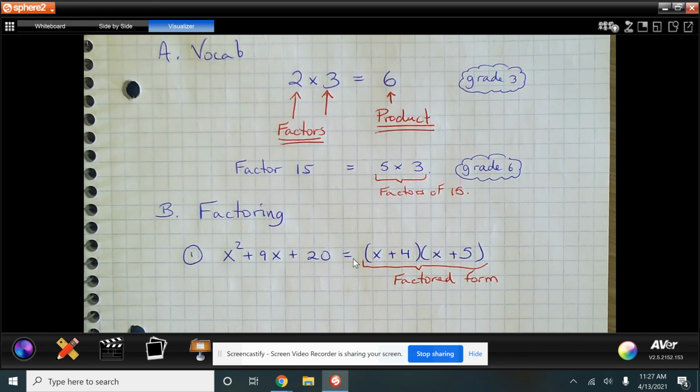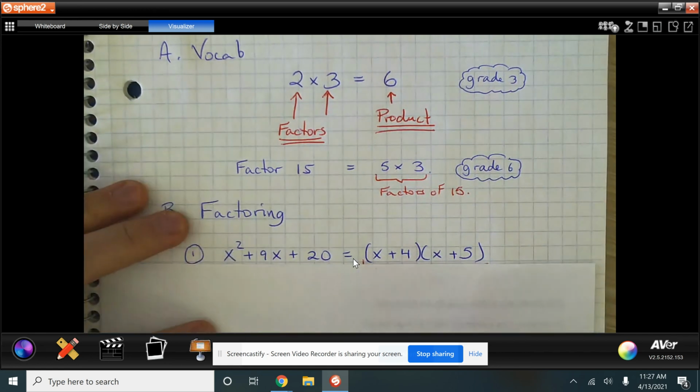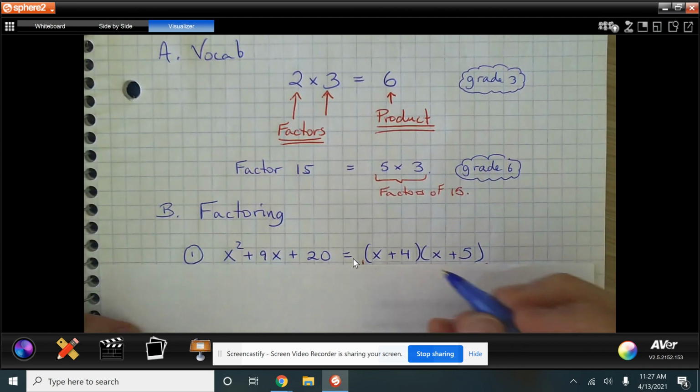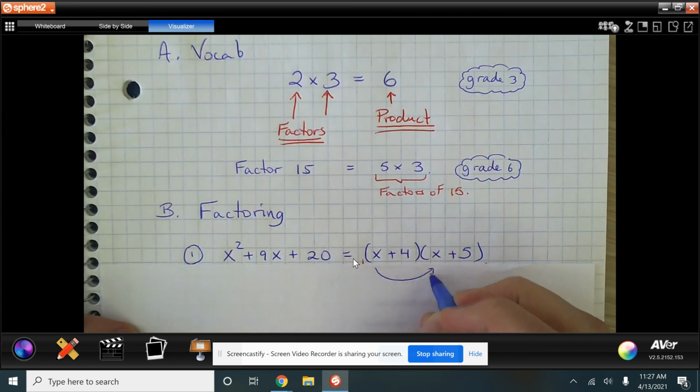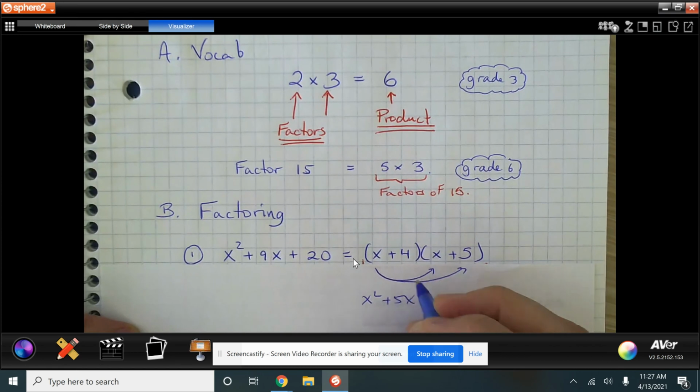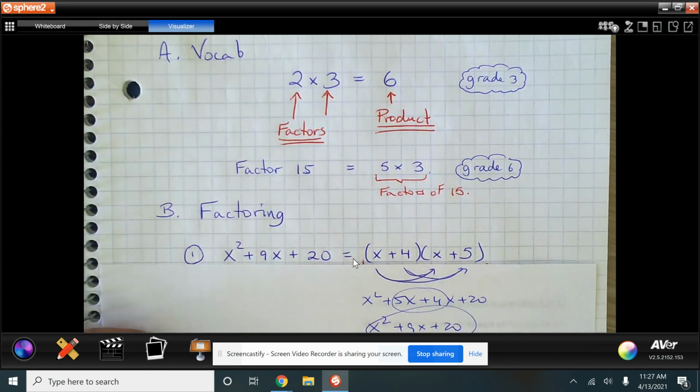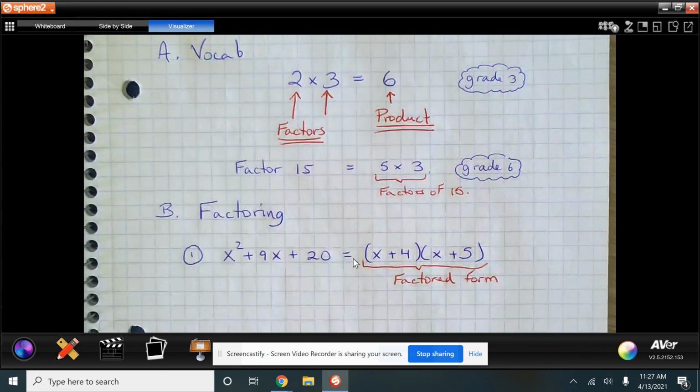And what I'm going to do now is, you don't need to write this down, but I'm going to check it. So I'm going to just make sure that I did this right. To make sure I did it right, I'm going to multiply. So x times x is x squared. X times 5 is 5x. 4 times x is 4x. And 4 times 5 is 20. Combining those middle terms, I get x squared plus 9x plus 20. See? It works. So that is my factored form.